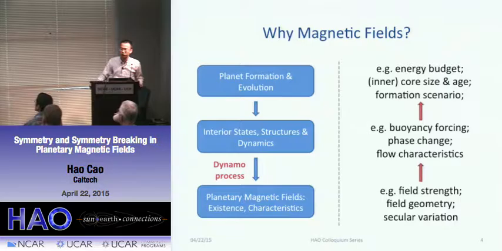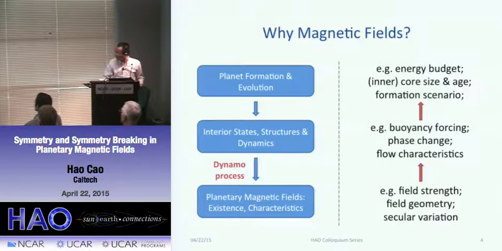So the reason for a planetary scientist to study magnetic fields is really to try not only to understand dynamics, but also to use it as a tool to understand the host planets. So I'm showing you two diagrams. On the left, I'm trying to show you how a planet actually works, and on the right, I'm trying to show you how we actually figure out the process. So a particular formation scenario and the following evolution path of a planet actually determines its present-day interior structure and dynamics, whether you have a liquid core or not, and whether the core is undergoing convection or not. And this actually dictates the dynamo process.